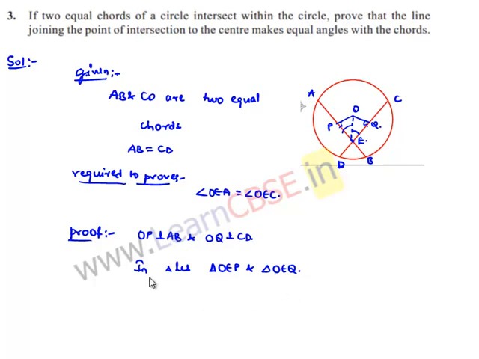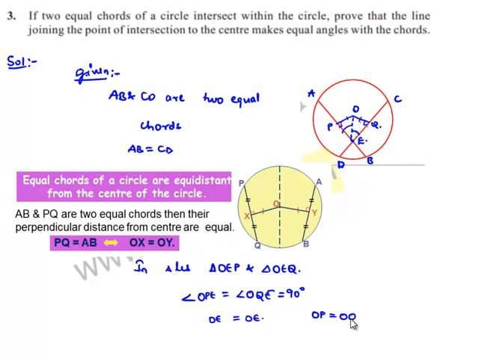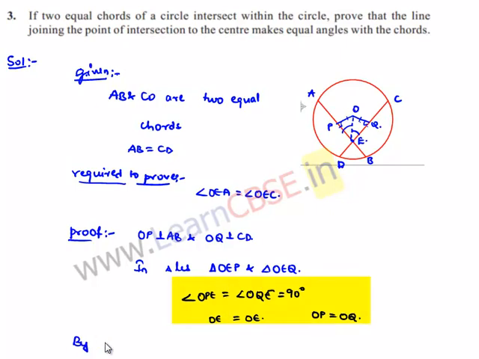OEQ. Now let us consider in triangles OEP and OEQ, angle OPE is equal to angle OQE is equal to 90 degrees, and here OE is equal to OE since it is a common side and also hypotenuse, and we know that chords of equal length are at equal distance from the center, so we can say here OP is equal to OQ. Therefore, by RHS property of congruency, since it is a right angle triangle, we can say both the triangles are congruent.